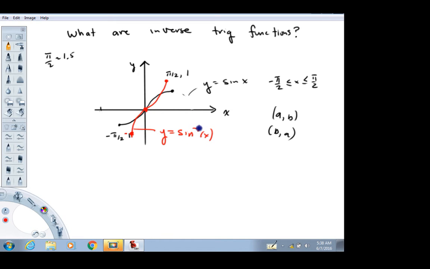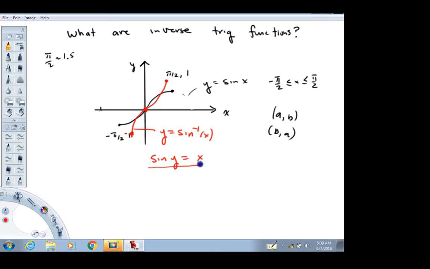This minus 1 here reads inverse. That's not 1 over sine x. What the inverse sine function is, is the set of all y that satisfy the following criteria, that sine y equals x. So this is a sketch of y equals inverse sine x in red. It is the set of all y values that satisfy the following equation.